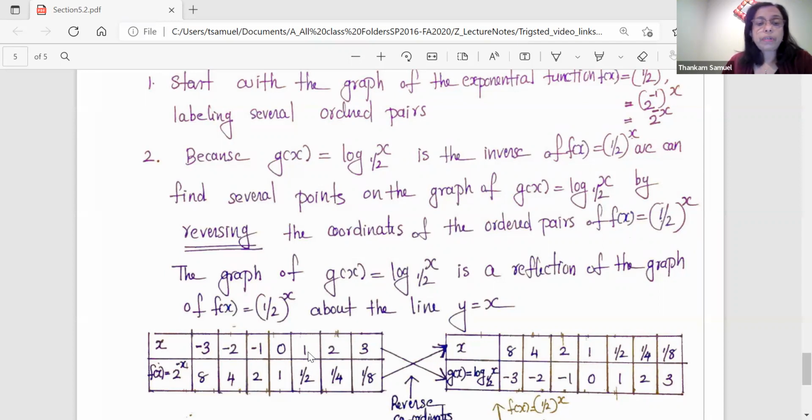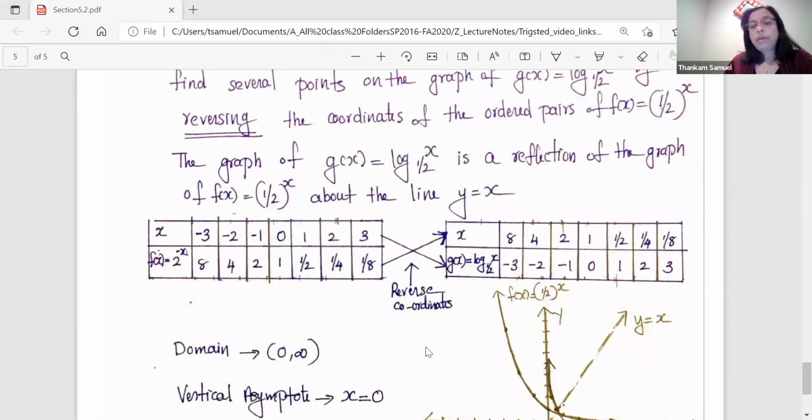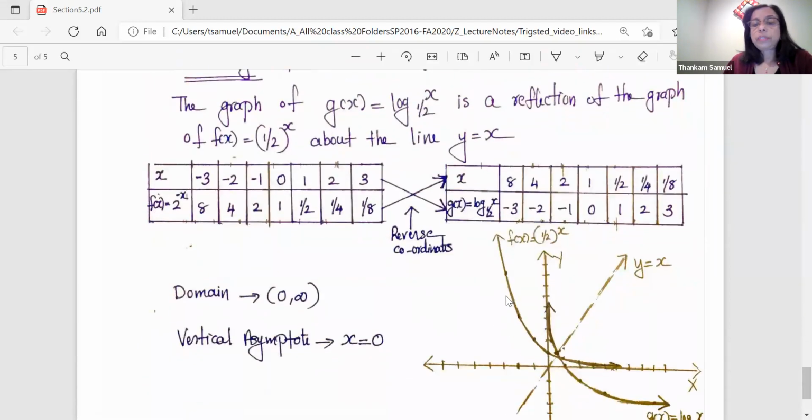Correspondingly, when x equals 1, 2 to negative 1, that is 1/2. Then if the x value is 2, then 2 to negative 2 is 1/4. And finally, if x equals 3, then 2 to negative 3, that is 1 over 2 to the third, that is 1 over 8. So we got some values for x and the corresponding values for the function f of x equals 2 to negative x. So let's plot these points and you will get a graph like this.